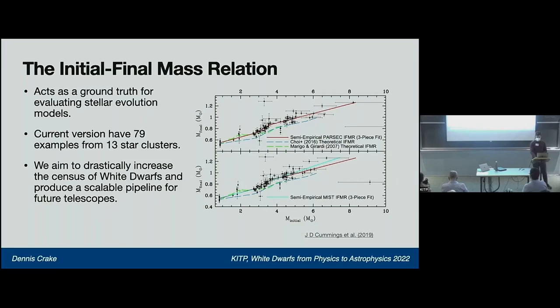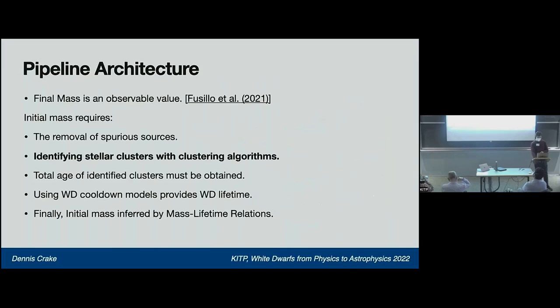Essentially, this model only has 79 known initial masses of white dwarfs, whereas this work aims to multiply that by a few thousand, hopefully getting about 5,000 in total. All our final masses are given to us by this paper, whereas the initial masses are a bit more difficult.